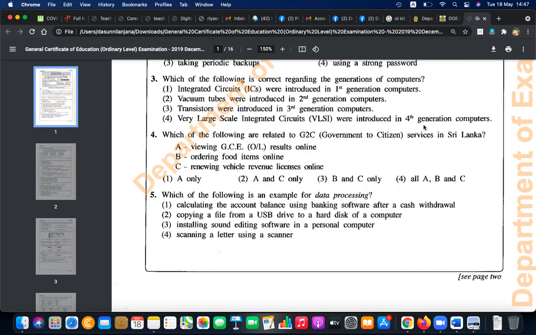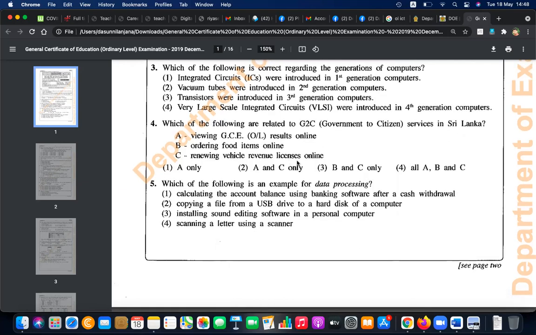Okay, question number 4. Which of the following is related to G2C services in Sri Lanka? What is the answer? Yes, A and C, that means option 2. Ordering food, no, it is not a government service. Renewing vehicle, yes. Then A and C. The answers are A and C, correct.